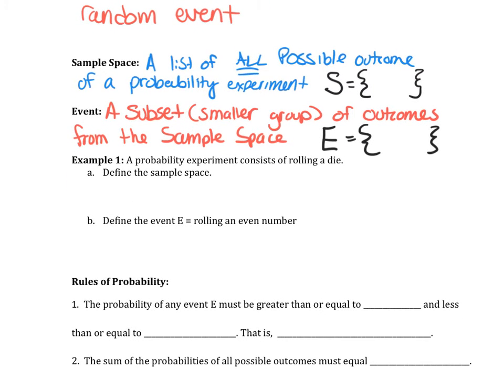Okay, so an example of defining these: if our probability experiment consisted of us rolling a die, so a fair 6-sided die, if we wanted to define the sample space, we'd have S equals. And then I just have to list all the possible outcomes. So when I roll a die, what are all the possible outcomes I could get? Yeah, 1 through 6. I could get a 1, 2, 3, 4, 5, or 6. So you just list 1, 2, 3, 4, 5, 6. So sample space is just what could happen.